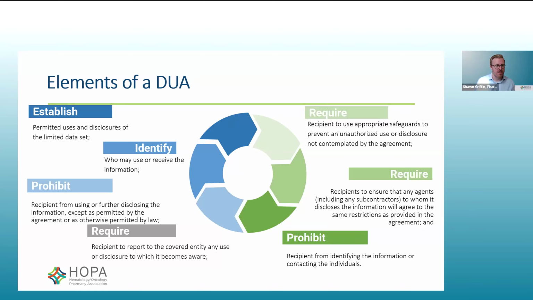You can see the DUA prohibiting the recipient from further disclosing it beyond the context of the DUA that you have in place, requiring the recipient to report back to the original institution if it becomes aware of any accidental disclosure, prohibiting the recipient from identifying the information or contacting the individuals if they were able to identify the particular individuals included in the limited data set, and requiring recipients to ensure that any agents to whom it discloses the information will agree to the same restrictions as provided in the agreement. And we'll talk about that.